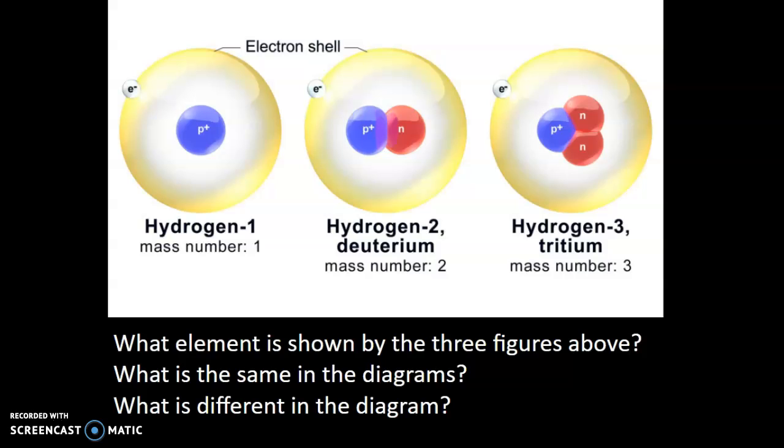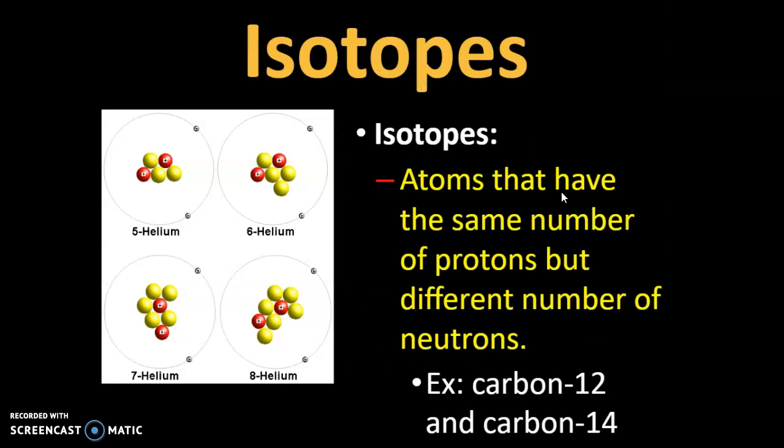So what element is this? It's still going to be hydrogen. How do you know this? It has the same number of protons in each model. And the only thing that's different here is the red. There's no neutrons here, there's one neutron here, and then there are two neutrons right here. So all isotopes really are, they're atoms that have the same number of protons, but a different number of neutrons.